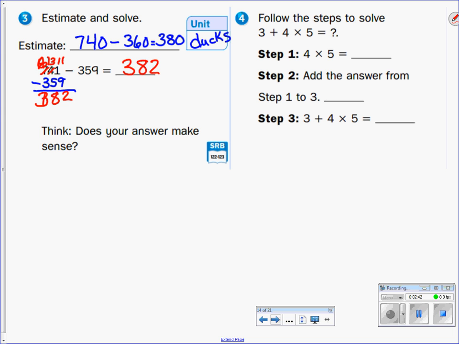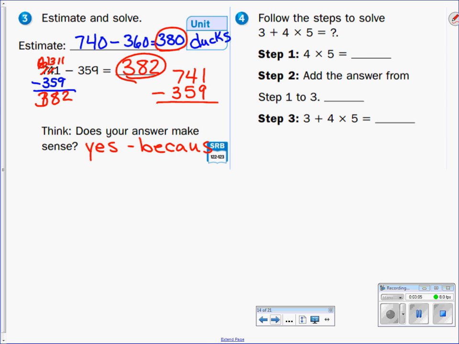That's why it's probably better if you pull that out over here to do your work. Does your answer make sense? Well, my estimate was 380, and the answer is 382. Yes, it makes sense because it was close to the exact answer.